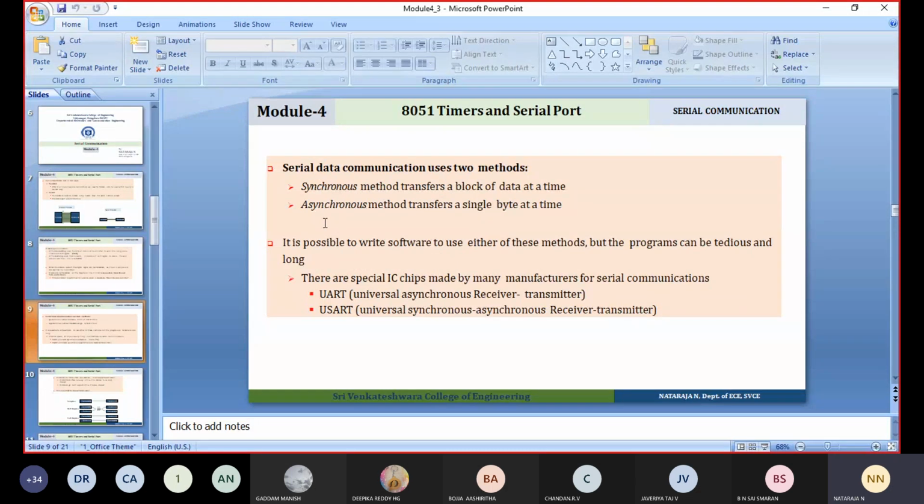Okay, here we are going to discuss serial data communication. It uses two methods: the synchronous method, the transfer of a block of data at a time, and the asynchronous method, the transfer of a single byte at a time. We will discuss what exactly synchronous and asynchronous mean. It is possible to write software to use either of these methods, but the program can be used with respect to the UART, Universal Asynchronous Receiver Transmitter, and the USART, Universal Synchronous Asynchronous Receiver Transmitter.